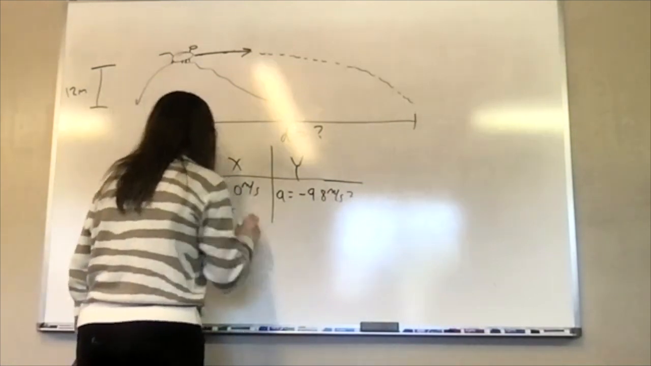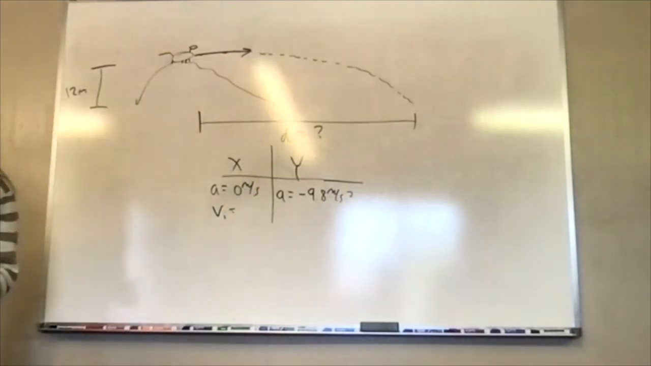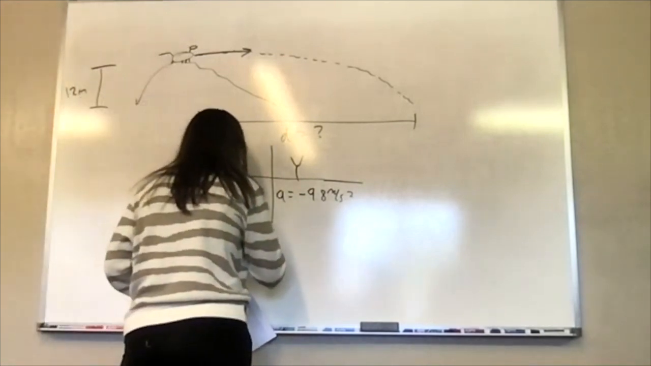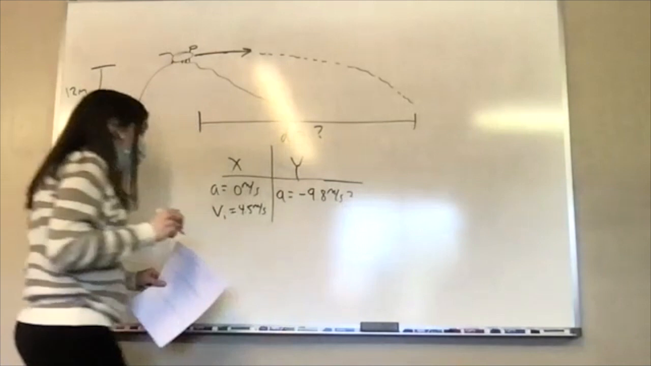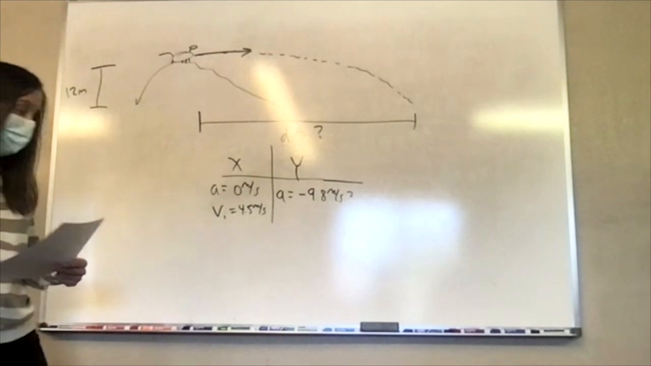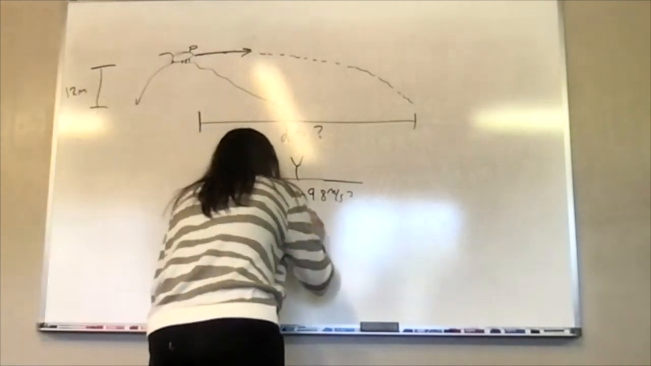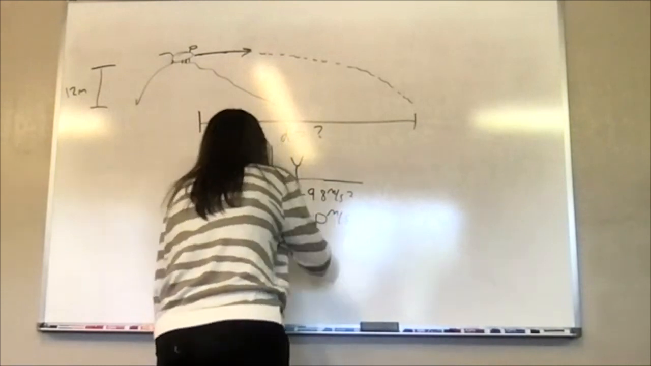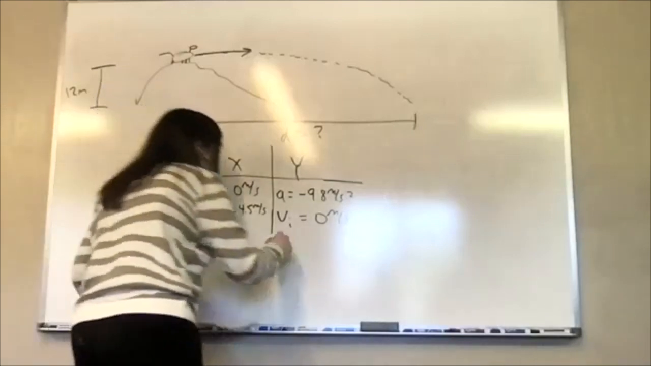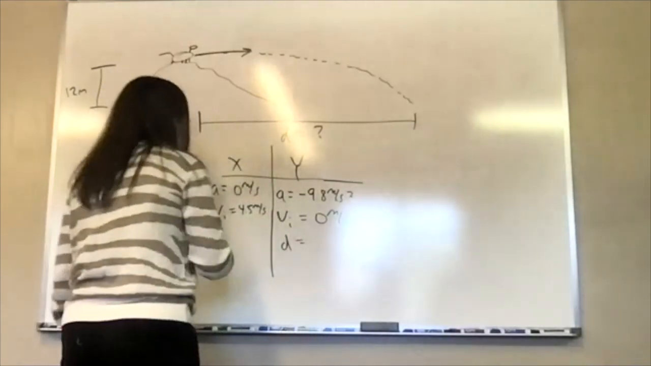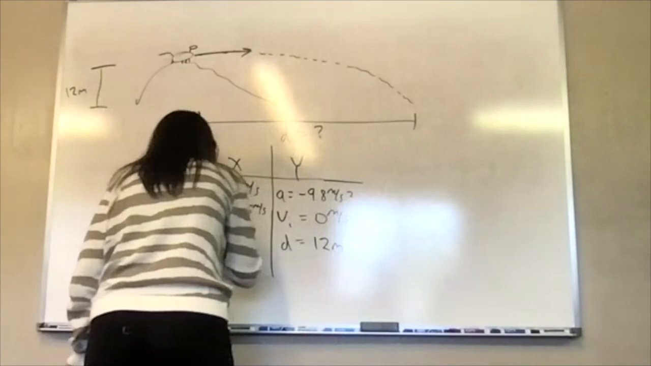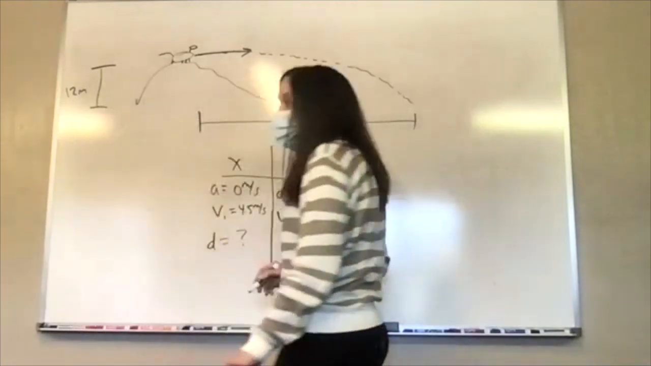We also know initial velocity in the x dimension. They give it to us. They say it's 4.5. And vertically, she's going straight horizontally, so there's no vertical movement. So initial velocity in the y dimension is 0. What else do we know? We know the distance vertically is 12 meters. And then horizontally, that's the unknown.